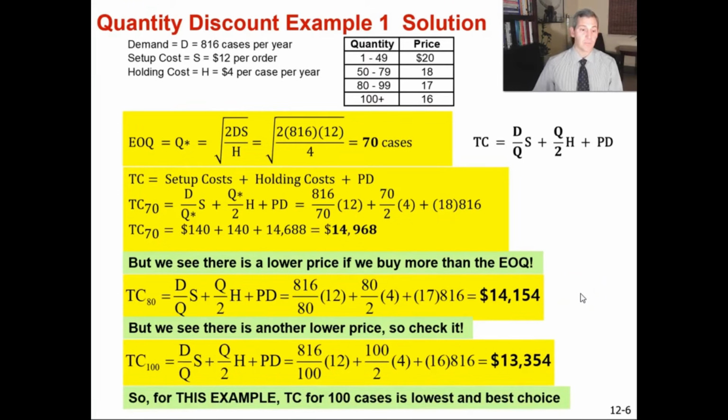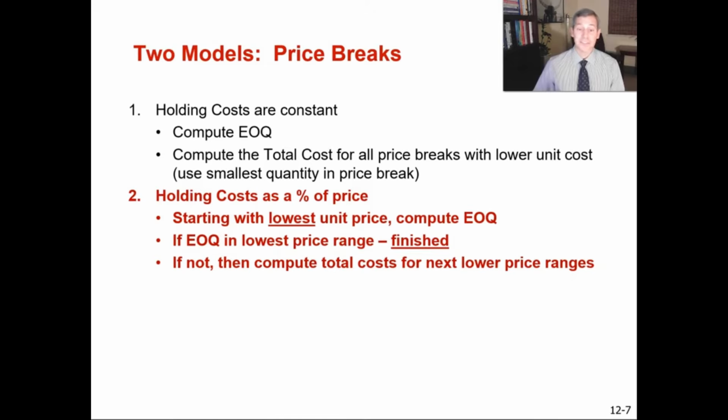So for this example, we want to buy 100 cases at a time because that's the lowest total cost and it's our best choice. It's going to bring our total costs down to $13,354. So we're going to buy more than our economic order quantity. So you're buying 100 cases at a time. You have an annual demand of 816 cases per year. So you're going to place about 8 to 9 orders per year of this item at 100 per order, and your price is $16 per case. Okay, so that is the straightforward example.